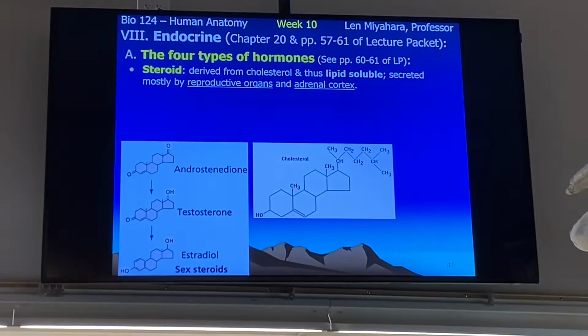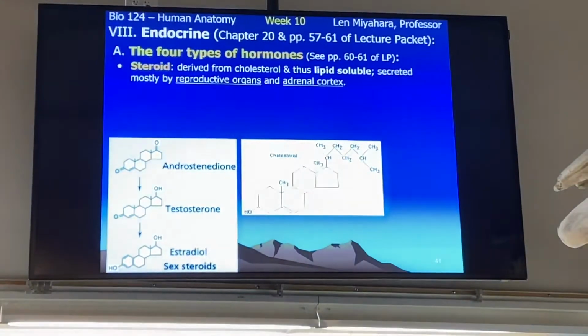Now this thing that has 4 rings, 6, 6, 6, and 5. Everybody see that? That's the classic structure of a steroid. It actually used to be a long chain fatty acid.